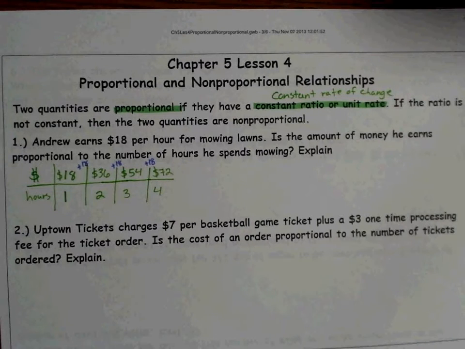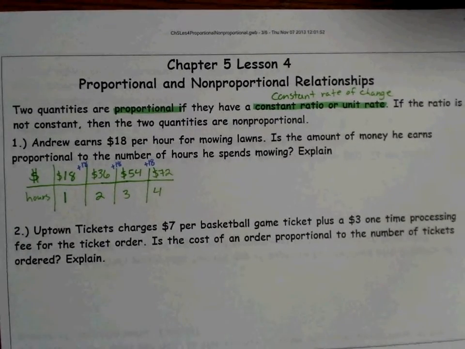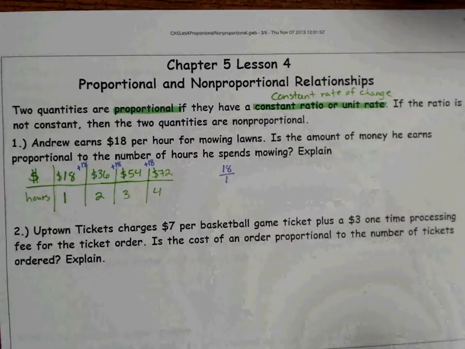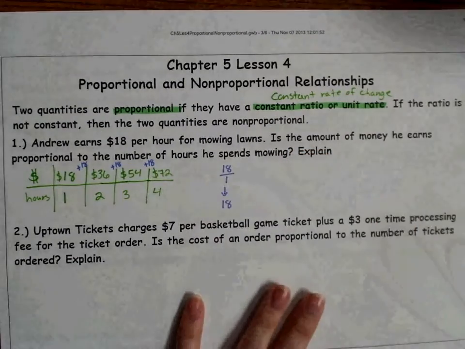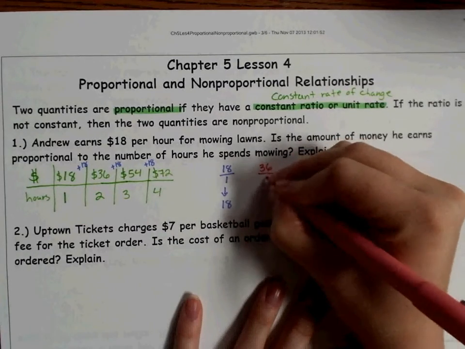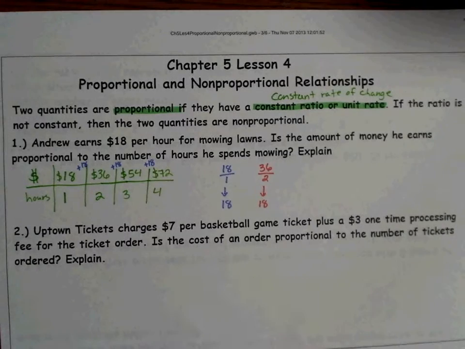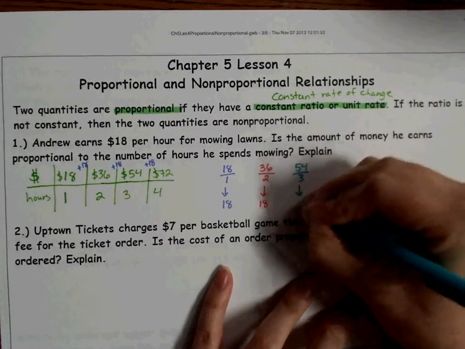So what we want to know is, is this proportional? If it's proportional, when you simplify them to a unit rate, it should all be equal. So let's start with the very first one. We've got 18 over 1. What does 18 over 1 equal? 18. Okay. Then we've got 36 over 2. What is 36 divided by 2? 18. Then we've got 54 over 3. What does that equal? 18.